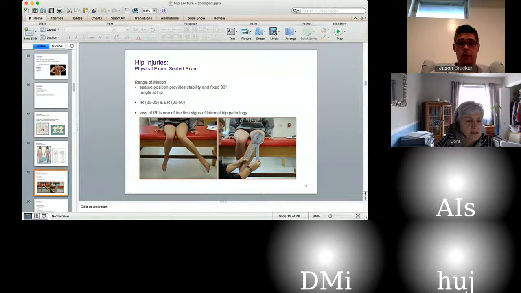You can also use a device known as a goniometer, which is shown in this picture here, to get an accurate measure of the excursion of the hip and knee, although generally speaking, you do not need the goniometer in order to assess whether or not range of motion is full, limited, or severely limited.